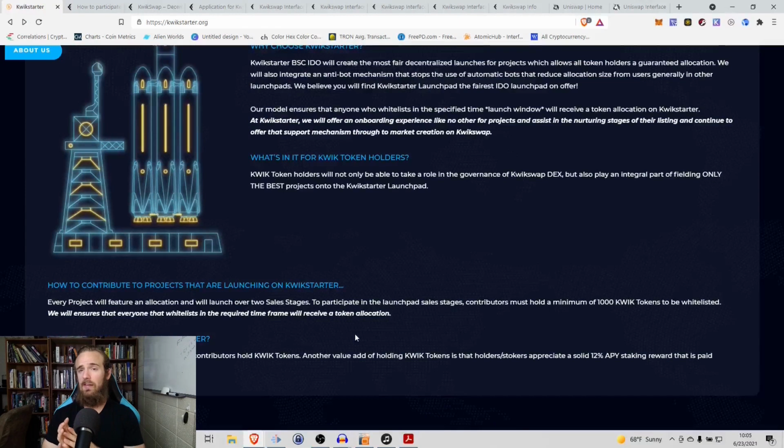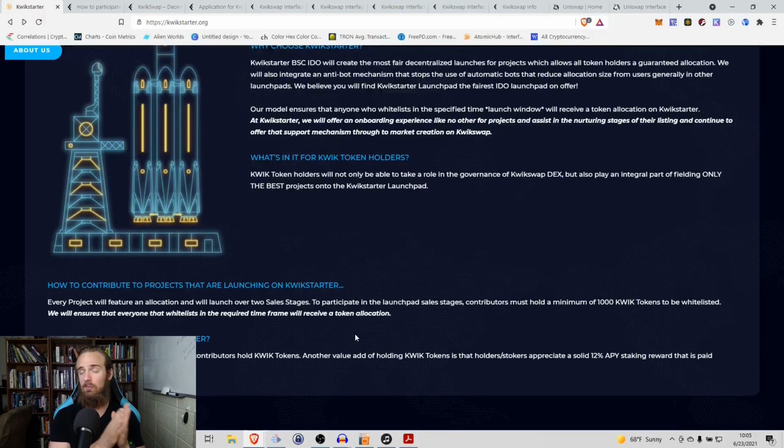Now, the important thing about this is that staking, obviously, does get you that passive cryptocurrency return, but it's also your ticket to getting in on these project launches. So it says every project will feature an allocation that will launch over 2 sales stages. To participate in the stages, you must hold a minimum of 1,000 KWIK tokens to be whitelisted. We will ensure that everyone that whitelists in the required time will receive a token allocation.